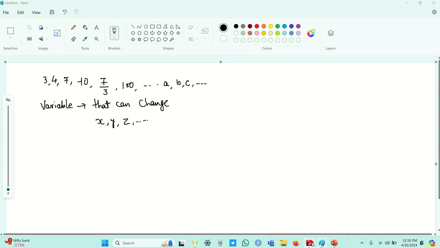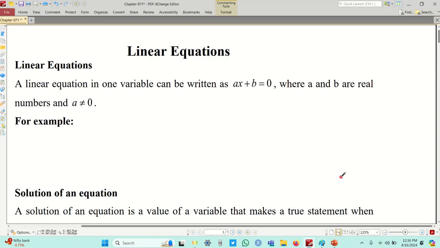Now if we start with the linear equation, what is a linear equation? A linear equation is an equation in one variable. The first thing is one variable. As I explained, variables are those whose value changes, like x, y, and z. But these are three variables. What I'm saying is only one variable. Only x will be there. And any equation of the form ax + b = 0, where a is a constant and b is a constant. What is the variable here? The variable here is only x. So this is called a linear equation in one variable.